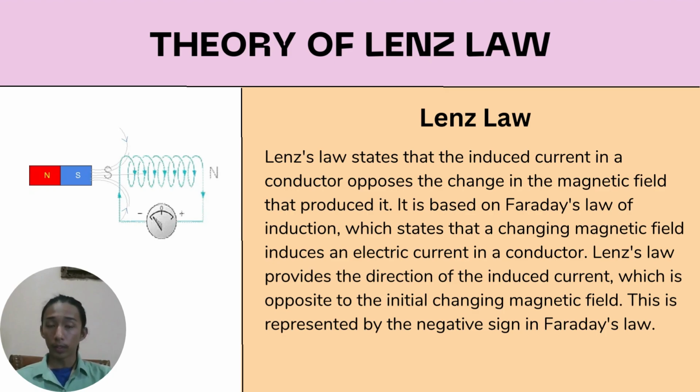Lenz's law is based on Faraday's law of induction, which says a changing magnetic field will induce a current in a conductor, whereas Lenz's law tells us about the direction of the induced current, which opposes the initial changing magnetic field which produced it. Hence, this is signified in the formula for Faraday's law by the negative sign.